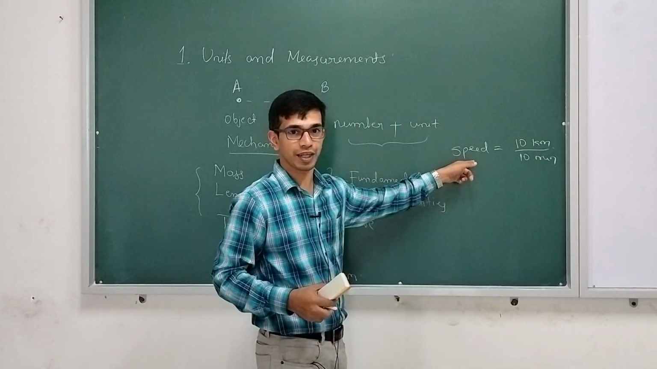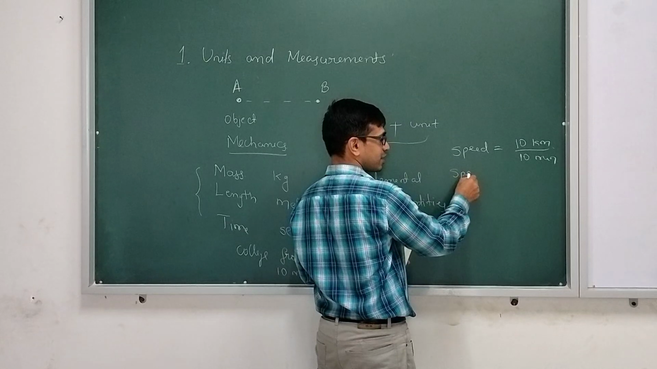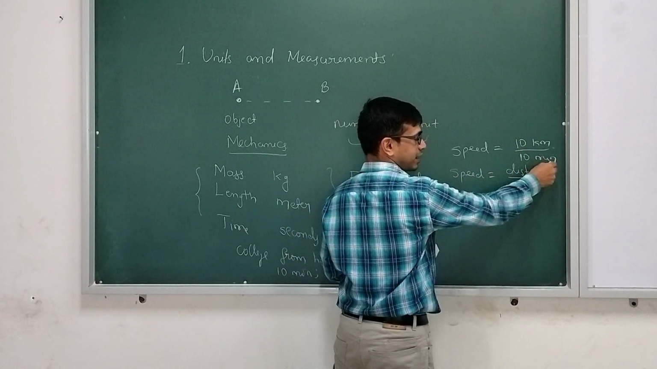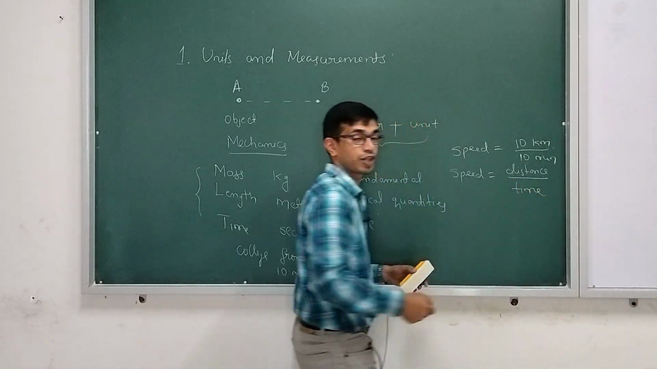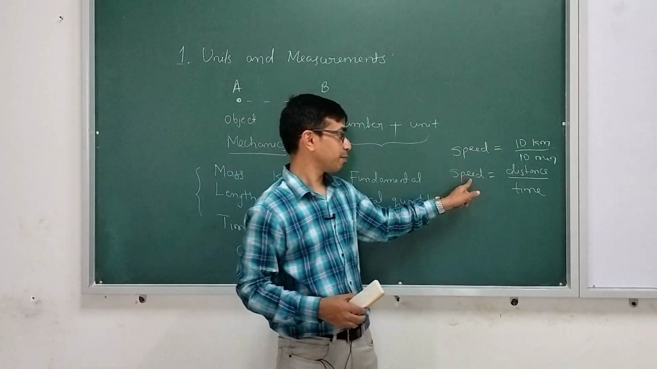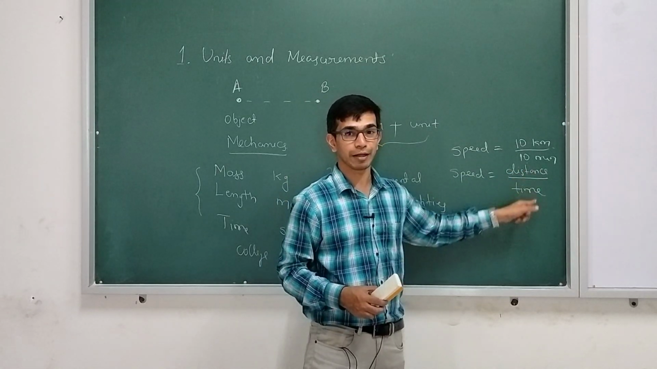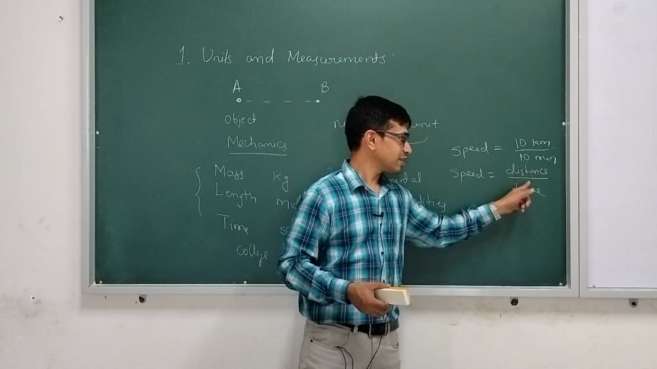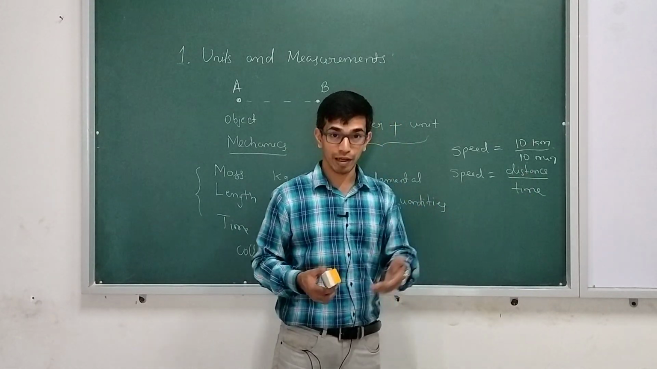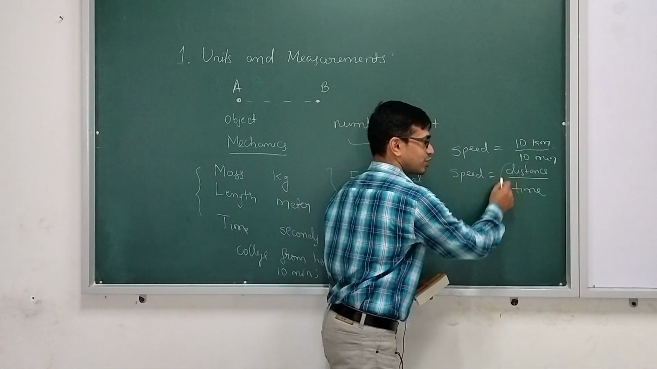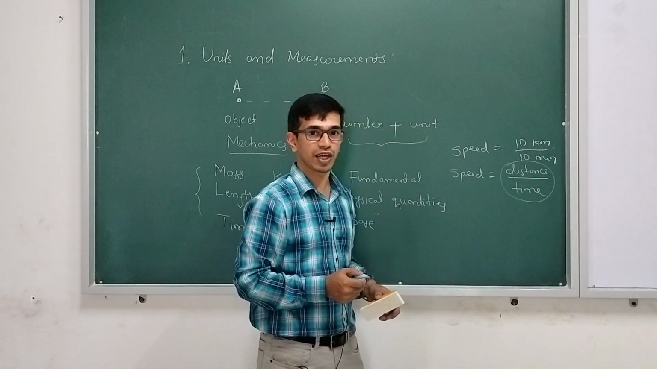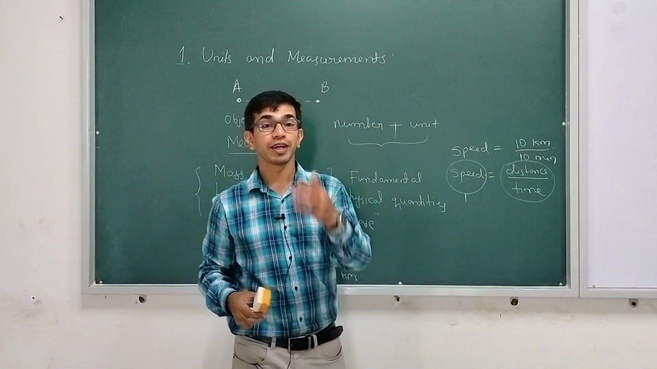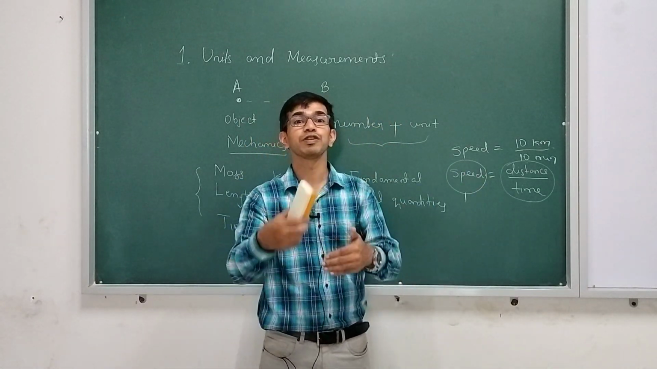You hopefully already know about it. So we can represent speed as 10 kilometers is the distance of your college from your home, and 10 minutes is your time taken to reach your college. Therefore, we can represent speed as distance divided by time. Distance is a concept of length. Length and time are both fundamental physical quantities. By using these two, we derived a new physical quantity, which we call speed.